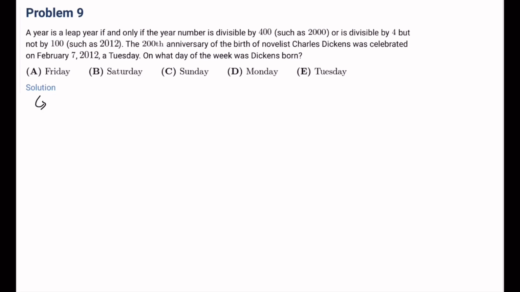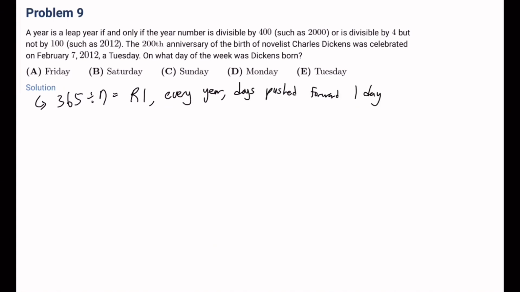Okay, so first of all, we have to know that since 365 divided by 7 has remainder 1, that means every year days are pushed forward 1 day. So days are pushed forward 1 day every year. And so if this is the 200th anniversary, then that means we have 200 more days. But then we have to account for leap years also.